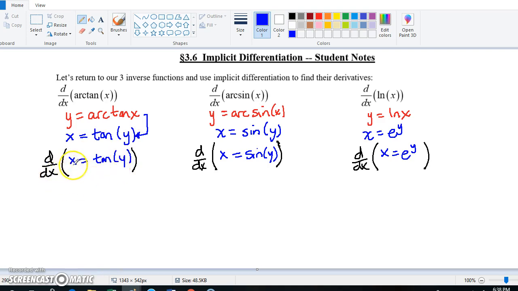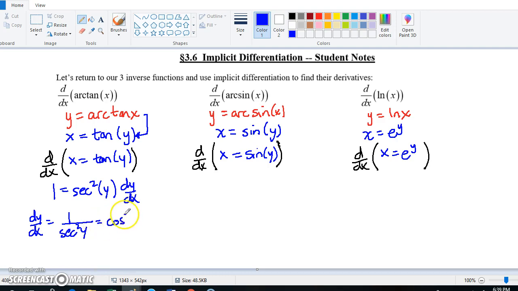We're going to differentiate both sides implicitly. On the left side, the variables match, so the derivative of x with respect to x is 1. The derivative of the tangent of y with respect to x is secant squared y dy dx. We're going to solve for dy dx. We'll get 1 over secant squared y. I'm going to write that as cosine squared of y.